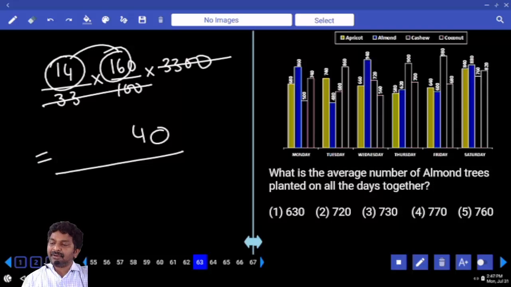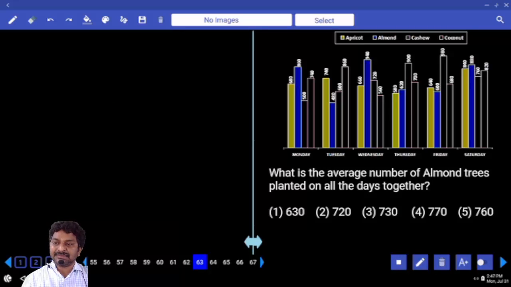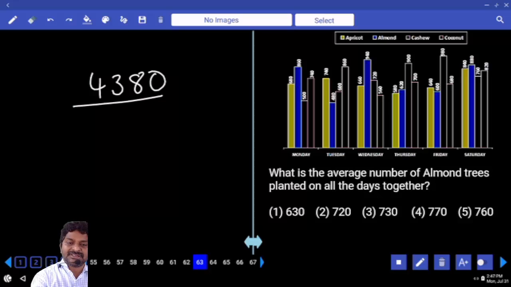What is the average number of almond trees planted on all the days together? Almond is blue color only. Come on. Already for first question we have calculated all the almond values. Do you remember? How much is that? 4, 3, 8, 0. And the question is about average by 6. 730. You need to reuse the data. So that's what I was telling you. Need to concentrate for next 5 minutes. Whatever is the data calculated on previous questions, we can reuse it.